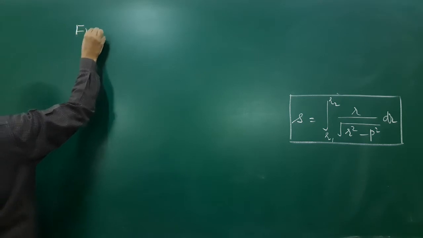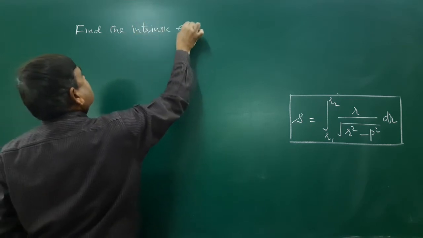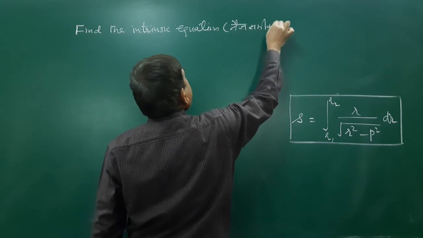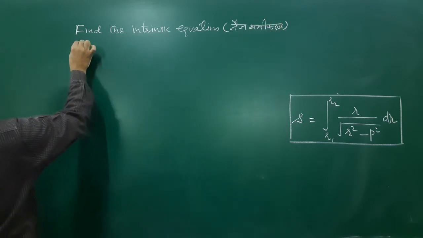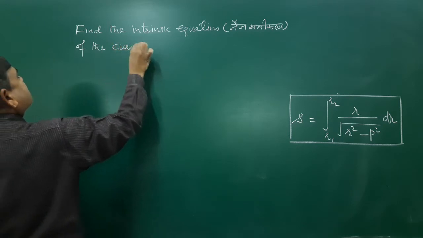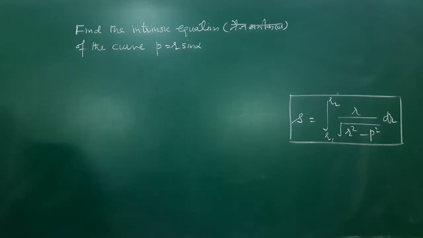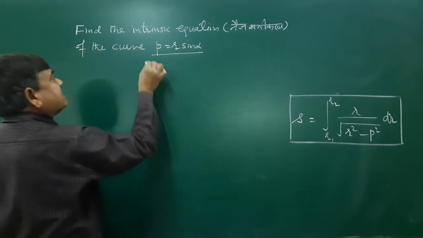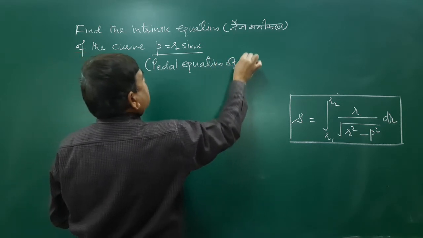Find the intrinsic equation of the curve p equals r sin alpha. Find the intrinsic equation of the curve p equals r sin alpha, and this is the pedal equation of the curve.